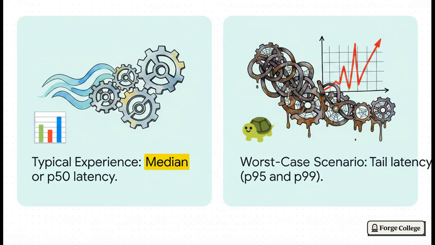Now, the median is great. It tells us the normal, sunny day experience of the network. But honestly, the P95 and P99 tails tell us how often transfers are getting stuck in the mud. That is exactly where users feel the pain, and that's where we need to focus our optimization.